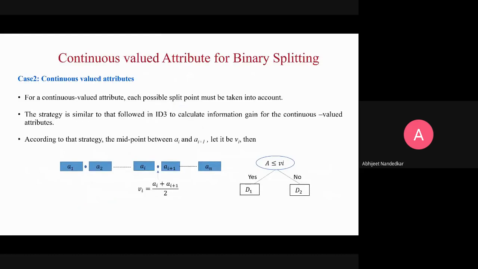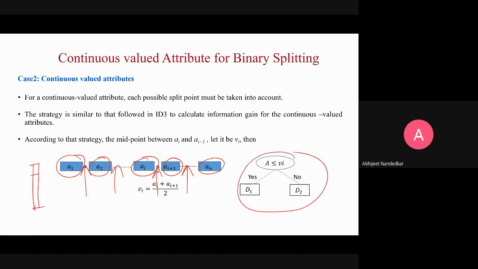Now if you have a continuous valued attribute, then we again have to do discretization, same as earlier. You just take all the real values, sort them, and take the middle values as the splitting criteria, and then you try to split like this. If A is less than a certain value, go this side. If no, go this side.